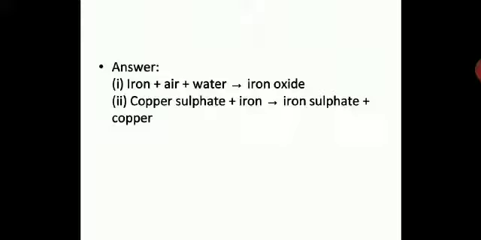Second word equation: copper sulfate plus iron, when they react, in copper sulfate, copper will be displaced by iron because iron is more reactive than copper. Isn't it, children? So it will displace copper from copper sulfate solution, and you will get the products iron sulfate plus copper. So this is another word equation which you get from the words given in the box. I think this concept is clear with you.